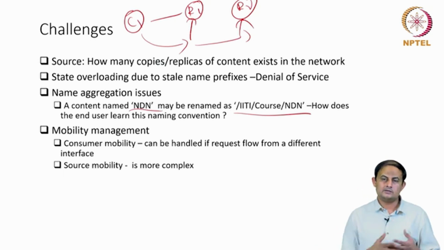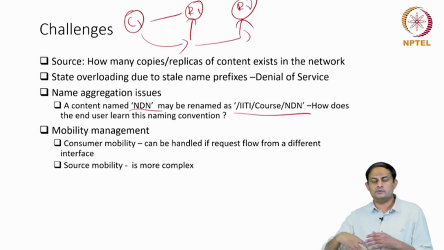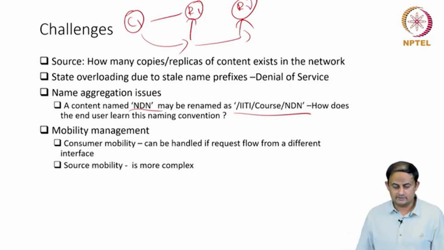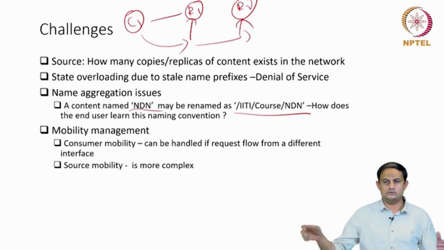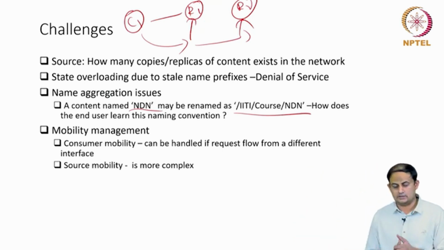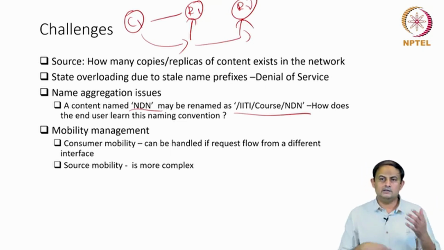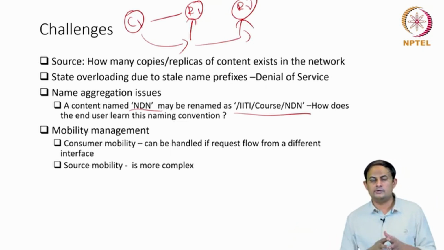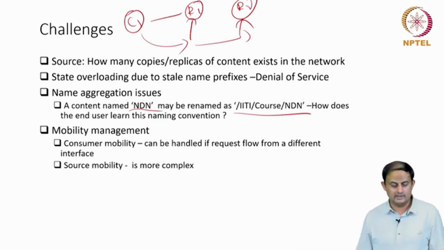That is still okay. As long as I know who the client is, and if not on interface number 1, then on interface number 2 the requests are coming, I can still handle that. If you move from R1 to R2, I can still make that request, and R2 can figure out how to get that content and still serve you. So from a consumer's mobility perspective, handling the request when he is on the move can be handled fairly well.